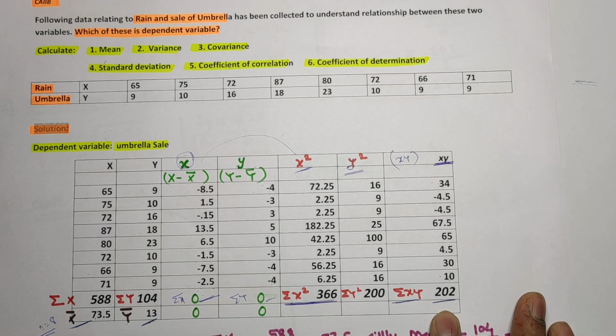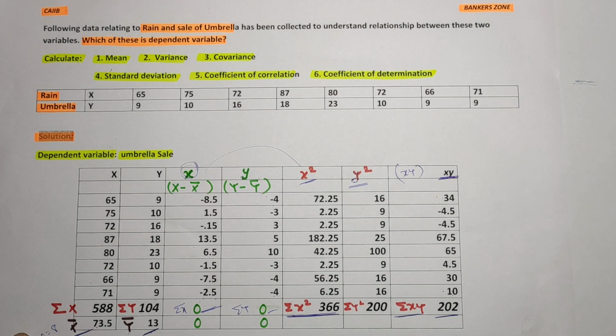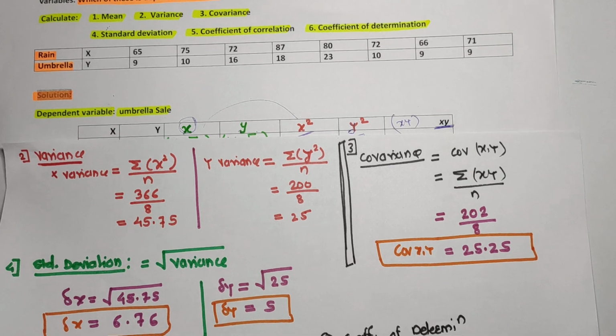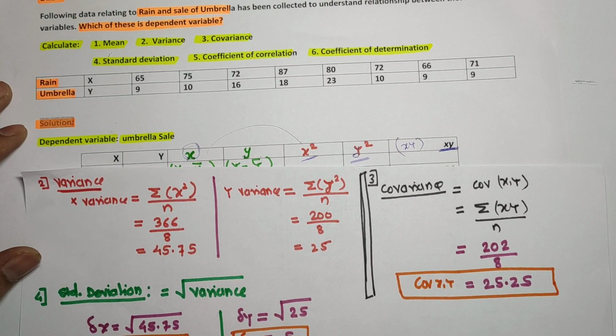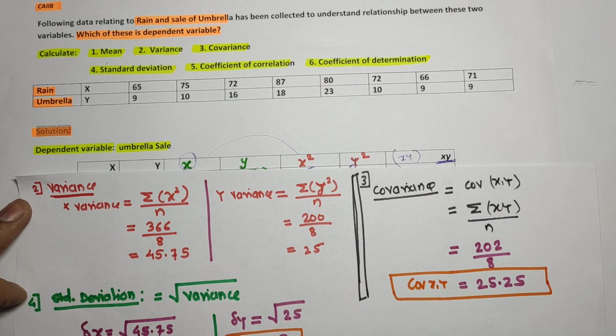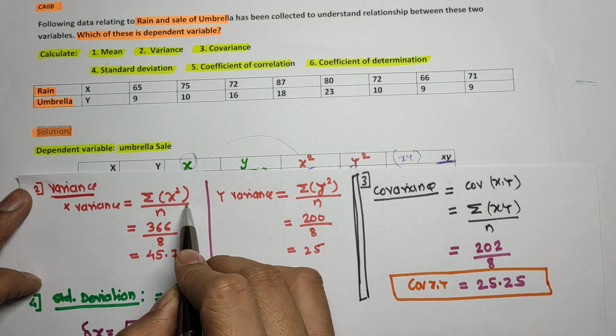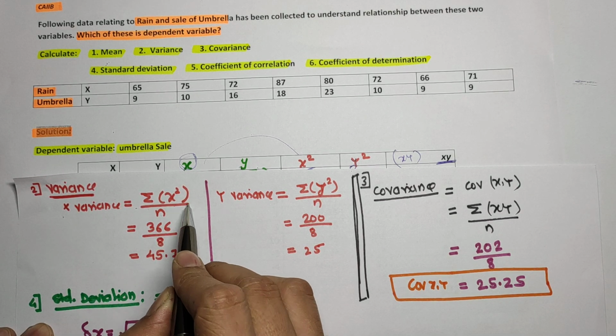Now we have to find the variance. So how to find the variance? See friends, what is the variance? It is very easy, friends. Variance is nothing but the summation of small x square divided by n. So variance of x is the summation of small x square divided by n.